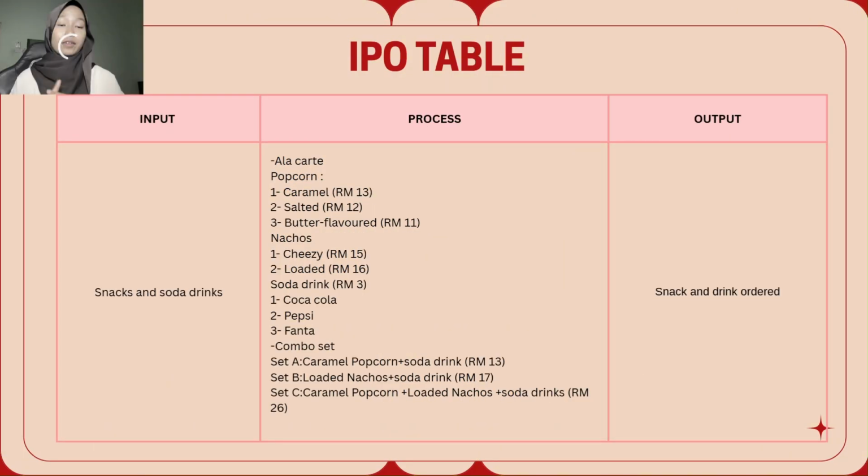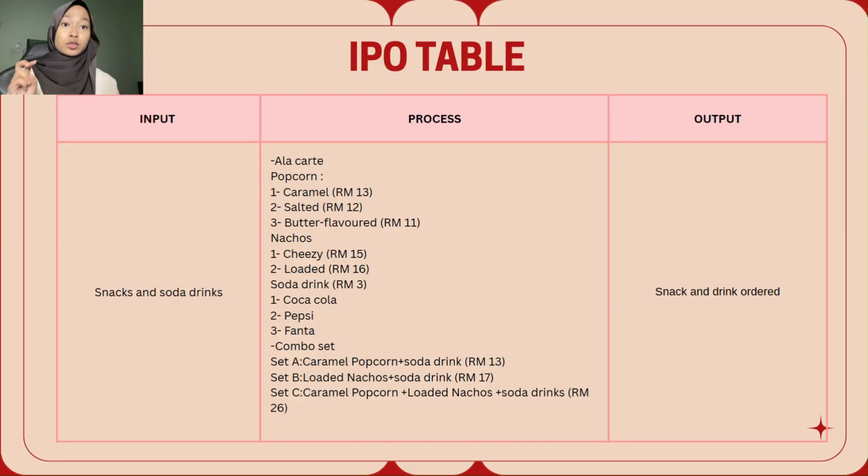For input snack and soda drinks, in the process, we have two choices, which are a la carte and combo. For a la carte, we have three different choices, which are popcorn, soda drinks, and nachos. Popcorn, we divide into three flavors with different prices, which are caramel, 13 ringgit, salted, 12 ringgit, and butter flavoured, 11 ringgit.